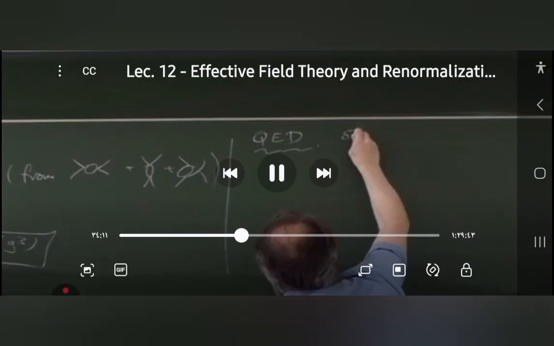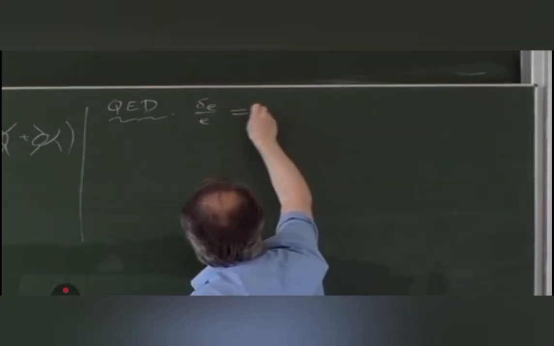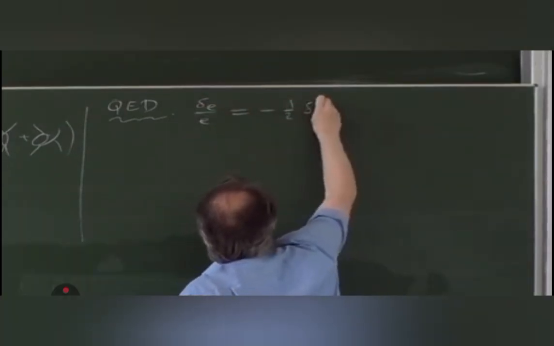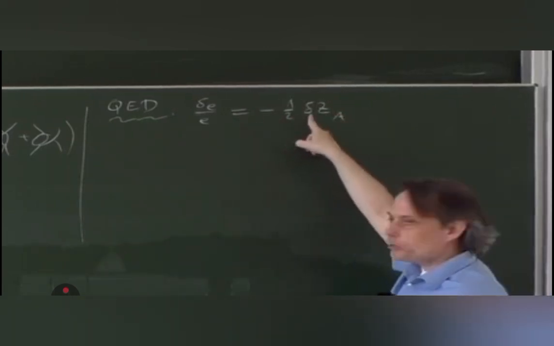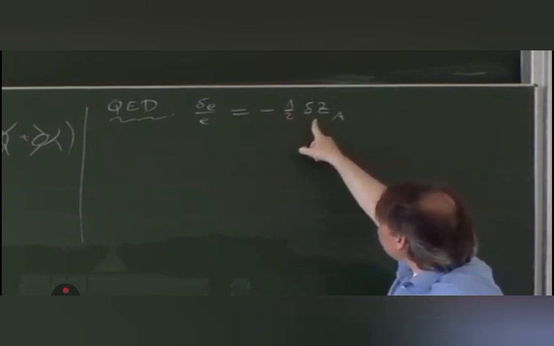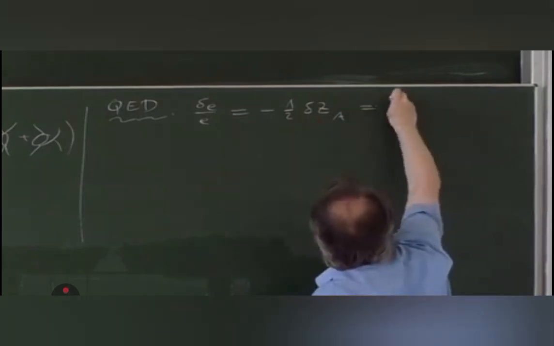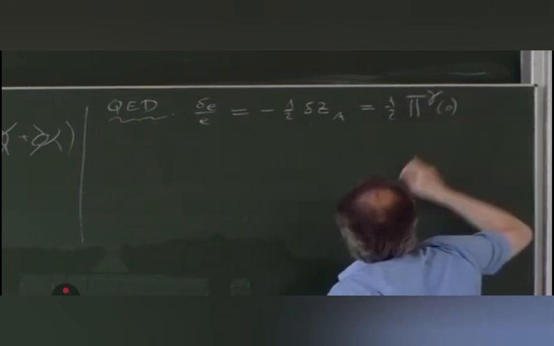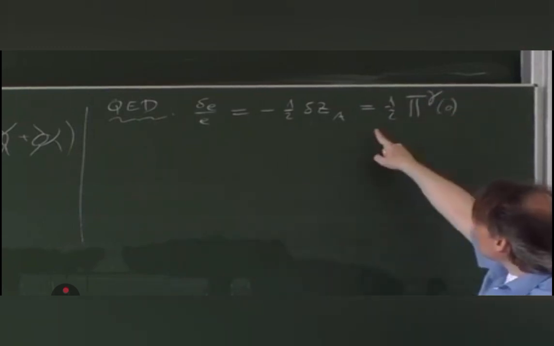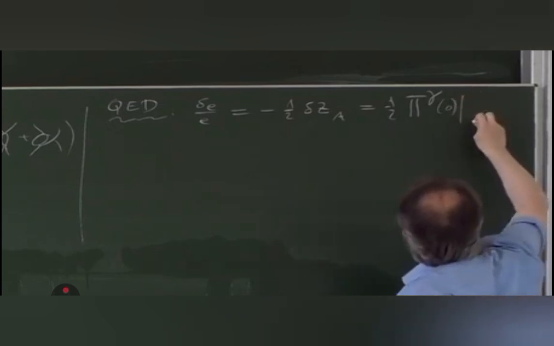For QED, we have this gauge coupling constant E, and δE over E is the renormalization constant which is relevant. If you remember QED discussions from here or elsewhere, the coupling renormalization in QED is related, because of gauge invariance, to the photon field renormalization, minus 1/2 δZ_A, and that is then given by 1/2 times the photon vacuum polarization Π_γ(0). At least in the on-shell renormalization scheme that is exactly equal, but in the MS-bar renormalization scheme it is equal for the divergent part.